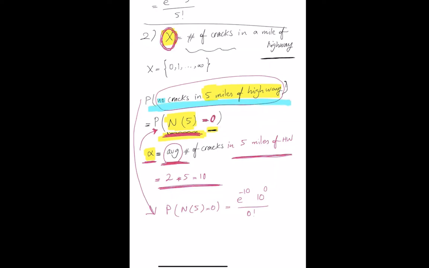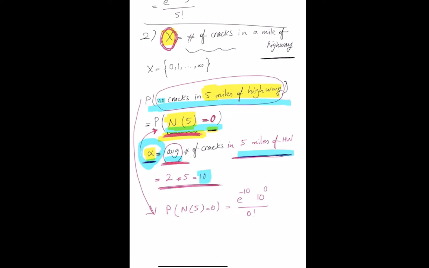Okay, perfect. So now, to be able to answer questions related to this random variable, similar to this one, like what is the probability that the number of cracks in 5 miles of the highway is 0, I have to find the new alpha, which I did here. That shows the average number of cracks in the same mileage that the question is asking for, in 5 miles of the highway. And once I find the new alpha, then all I need is to replace it in the formula and answer the question.